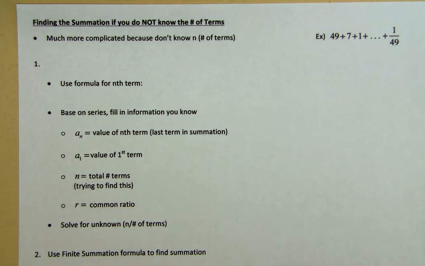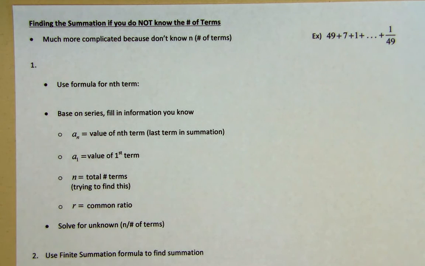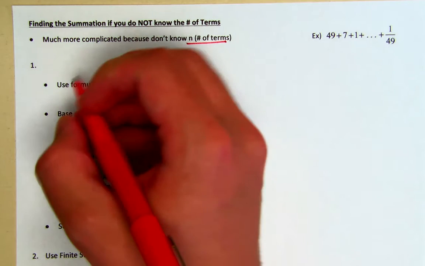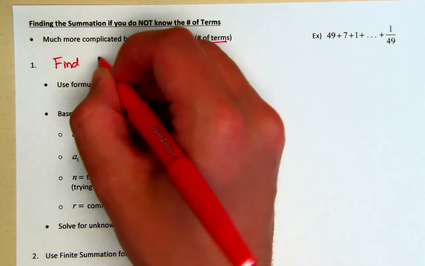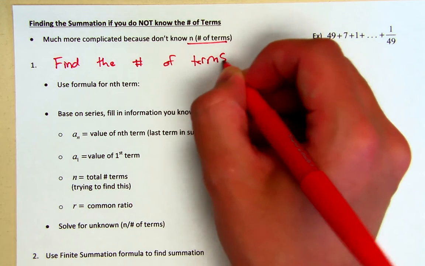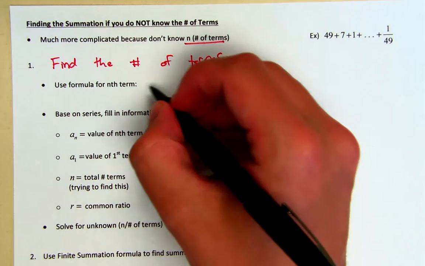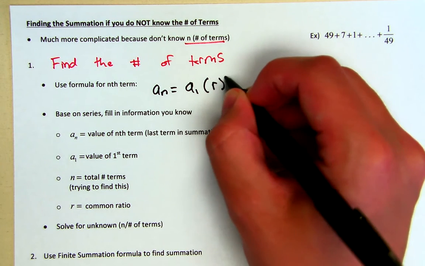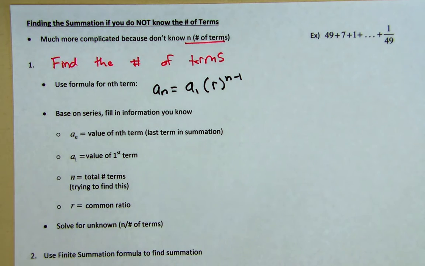Alright, so continuing our notes, we have one more thing. This is the more complicated thing, finding summations when we don't know specific parts. The first thing is it's much more complicated when we don't know n. So the first thing we need to do is find the number of terms. In order to do that, we have to recall that an equals a1 times r to the power n minus 1. And based on the series, we fill out information we know.